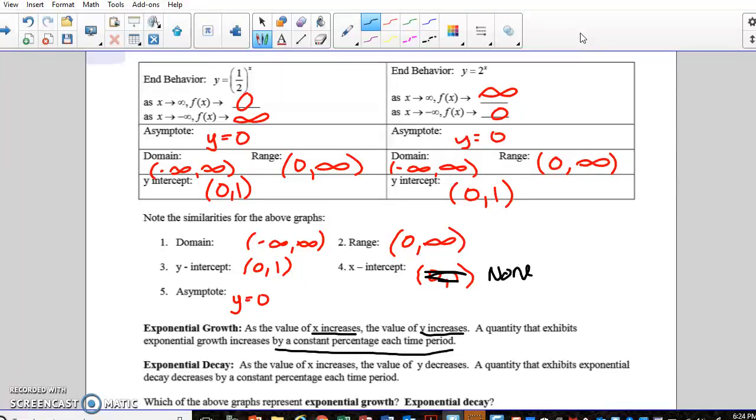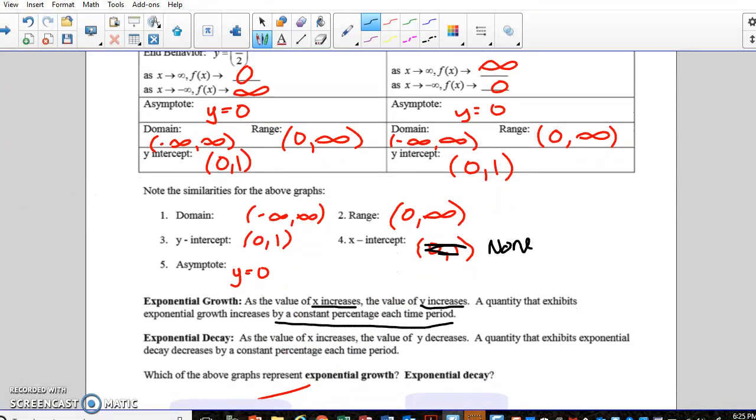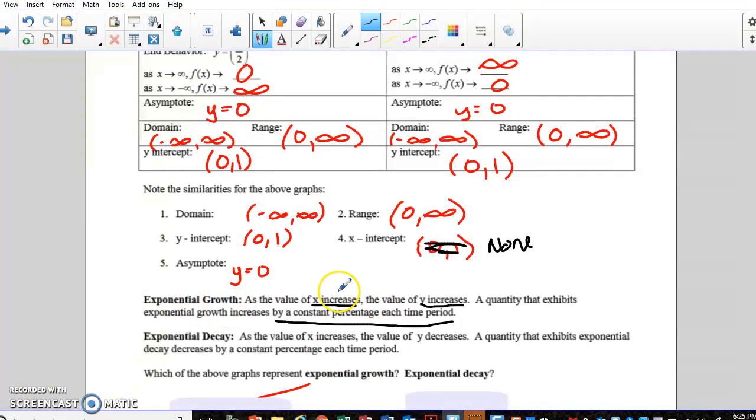Your money, if you have a savings account, increases each year by this constant percentage. So over each year, it's this constant interest percentage that you are receiving. Okay, so that's our exponential growth: increase, increase. Whereas in exponential decay, x increases and y decreases. A quantity that exhibits exponential decay decreases by that constant percentage each time period.